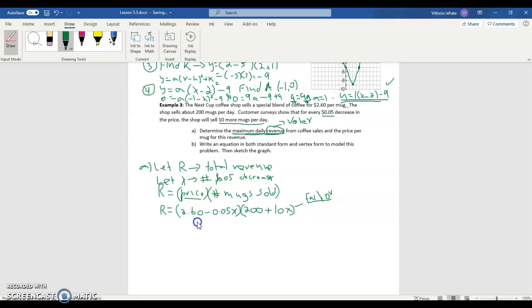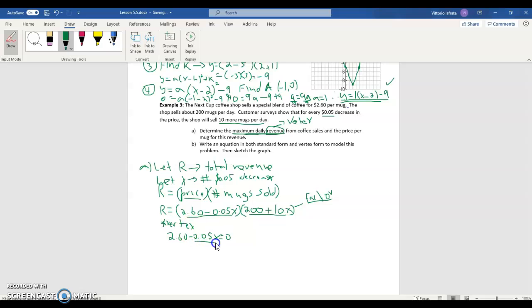We can use the zeros to find our vertex. So let's go find the zeros first. So what we'll do is we want to find the vertex, but first we need to find our zeros. So basically, when is this equal to 0? And when is this equal to 0? So we'll do that over here. So we have 2.60 minus 0.05x is equal to 0.